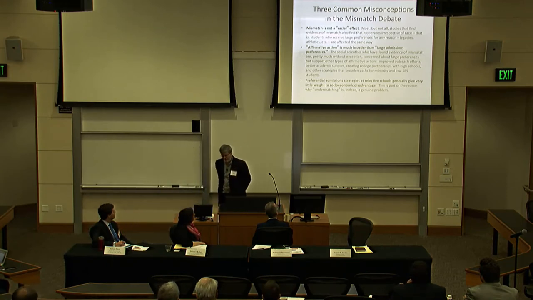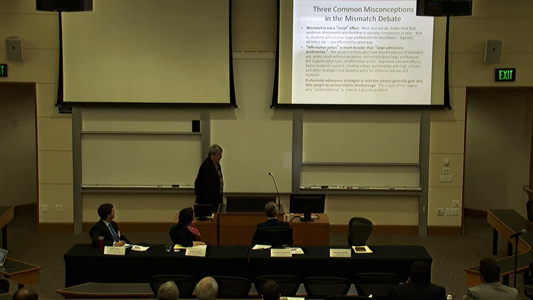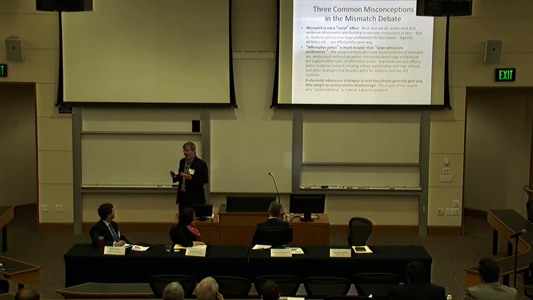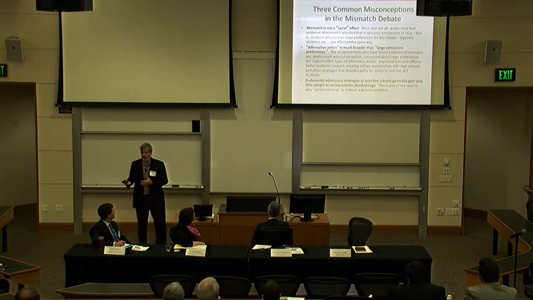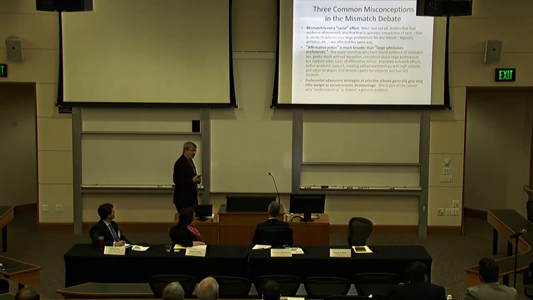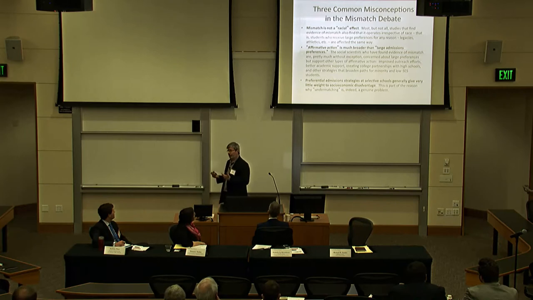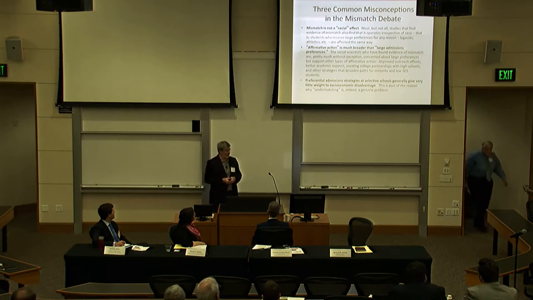Most of you probably know these things, but to briefly mention them, the idea of mismatch is not particularly tied to race. It's an idea that students who attend academic environments where their credentials are substantially lower than those of their average classmate will suffer a variety of harmful effects, and it applies to any type of preference, not just racial preferences. And in fact, it's been shown empirically to operate in non-racial contexts pretty much the same way that it does in racial contexts.